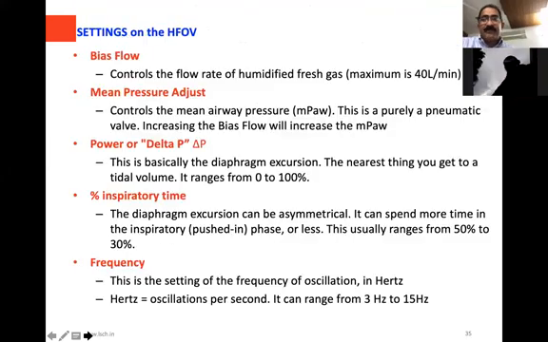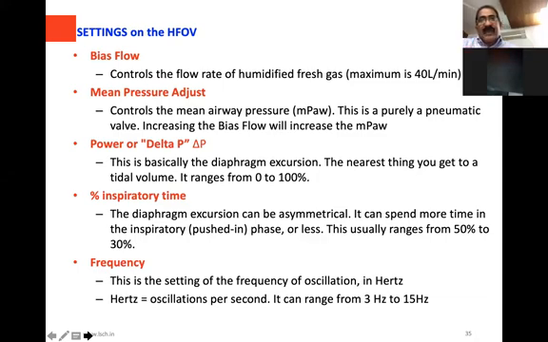Next slide, please. So coming to the settings on the high frequency, this is quite important when you get to the basics of how you get on to the whole process. First, we should understand that all of these oscillators don't work the same way. The SensorMedics, the Fabian, or the SLE 5000 or 6000, or for that matter, your Draeger VN 500. The way they work is different.